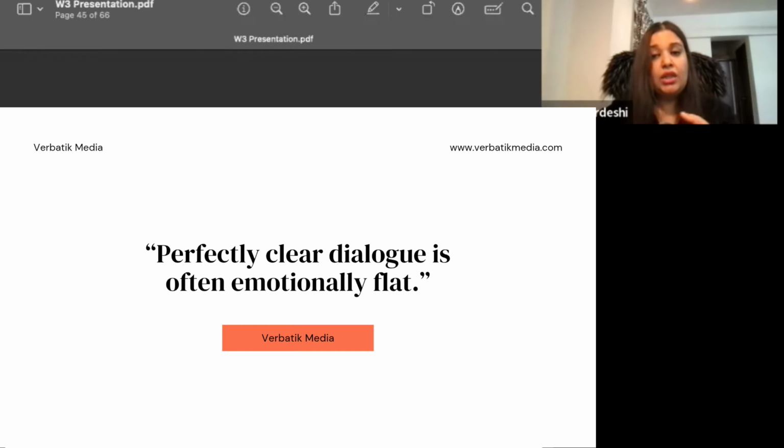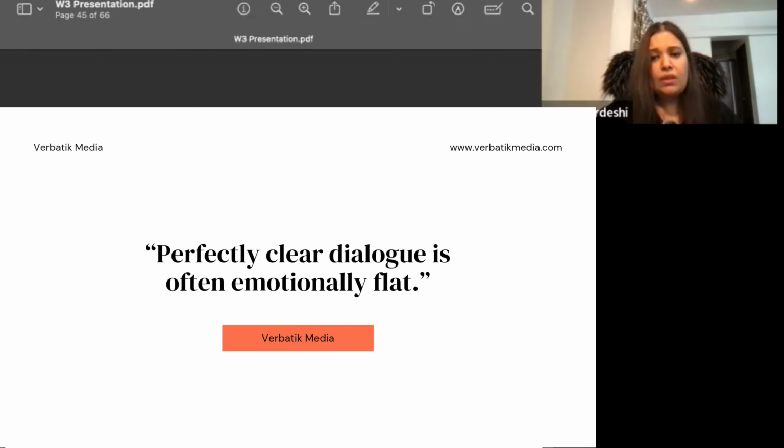perfectly clear dialogue is often emotionally flat. This does not mean readers should be confused. It means emotional meaning should not always arrive in the most direct possible form. Readers should sometimes feel tension, implication, emotional uncertainty, discomfort, interference. That emotional participation creates immersion.